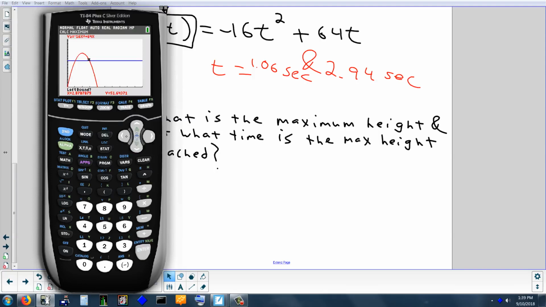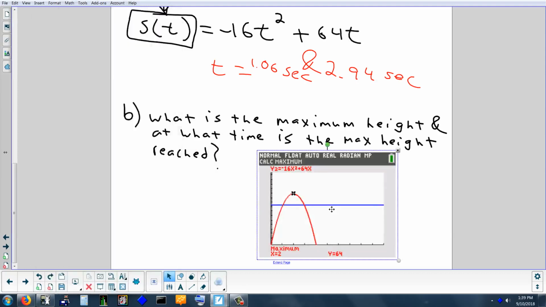So you've got to give the calculator an idea where the maximum is. So first, it says left bound. Pick a point that's to the left of the maximum and hit enter. Right bound. Pick a point that's to the right of the maximum and hit enter. Now, the guess isn't really important because there's only one maximum in between the dotted lines. So hit enter, and then you get the maximum. It says that the maximum is 2. Well, the 2 is the time, and 64 is the height.